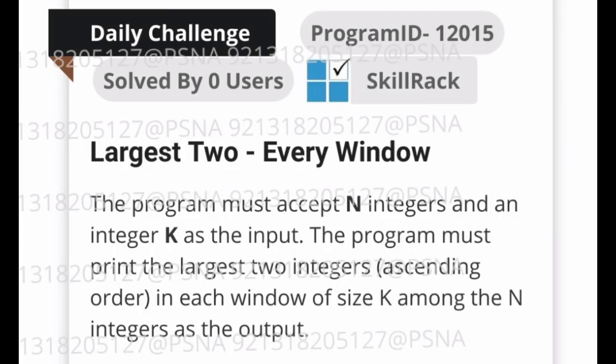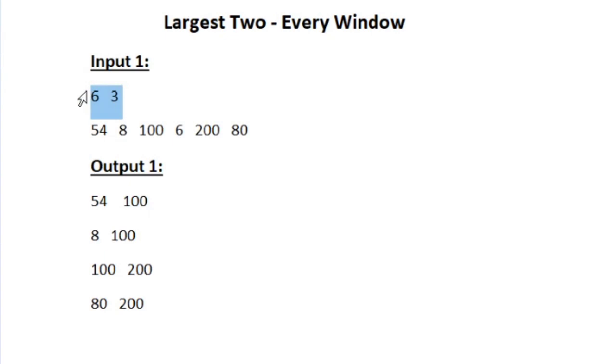This is the question asked in today's SkillTrack daily challenge. So in the first line of our input, we are given the values of n and k, and in the second line we are given n integers as input. So now our task is to find the largest two integers among every k integers.